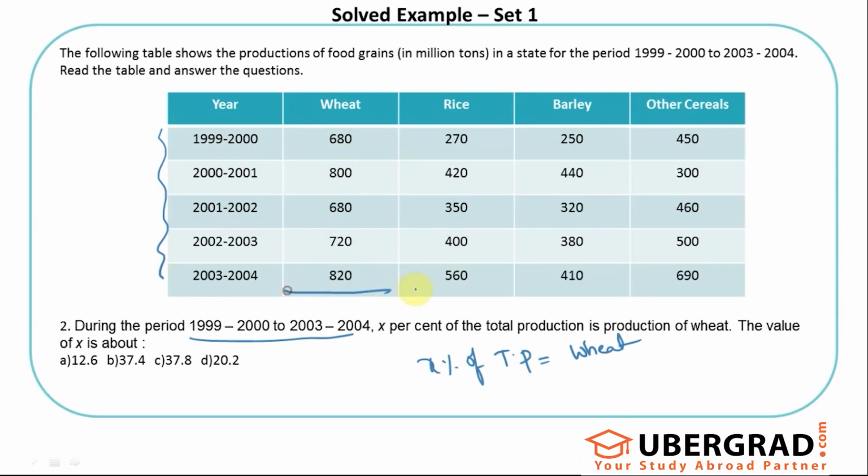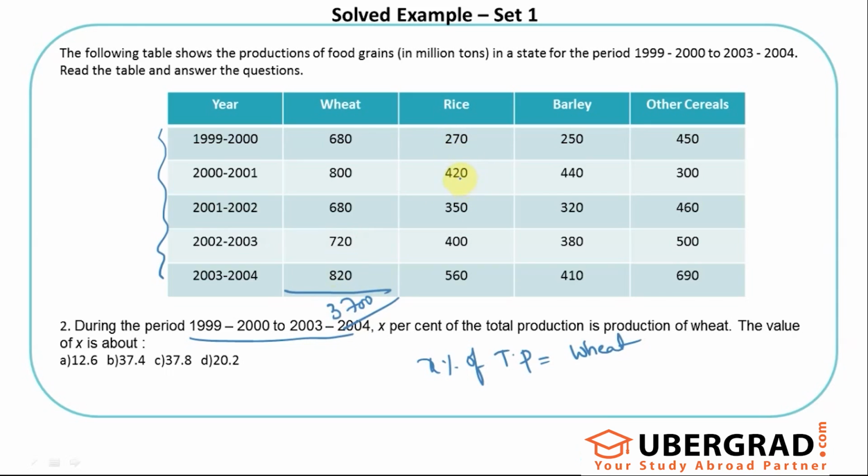So let me first sum it up. It's a bit tedious problem, to be frank. 680 plus 800, 1480, plus 680 will be 2160. 2160 plus 720 is 2880, 3700.